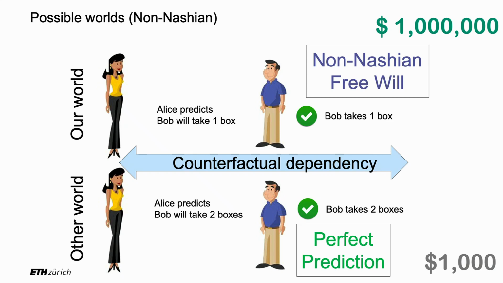Because from the perspective of our world, this is an alternate world. This is called perfect prediction. It means I could have made another choice, but if I had made another choice, the prediction would also have been correct, right? So you're basically looking at all these parallel worlds where you have this counterfactual dependency between the two, right? It's not causal. You cannot have any causal effect to the past. You're just looking at counterfactual dependencies. So now you're comparing 1,000,000 to 1,000, so you take 1,000,000.